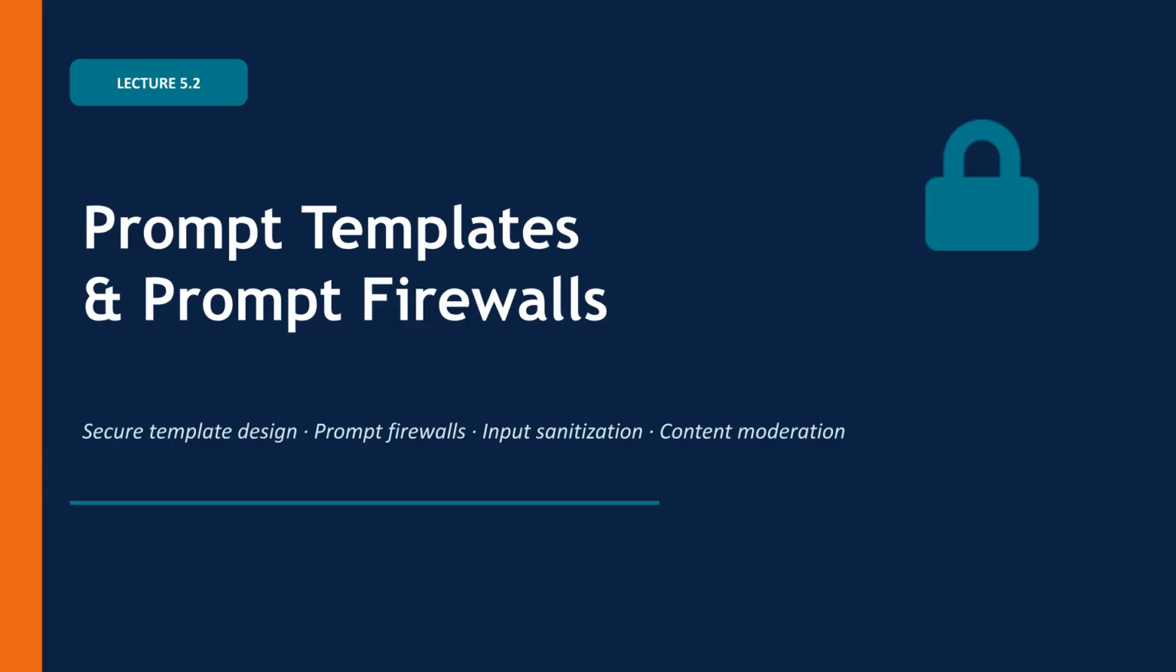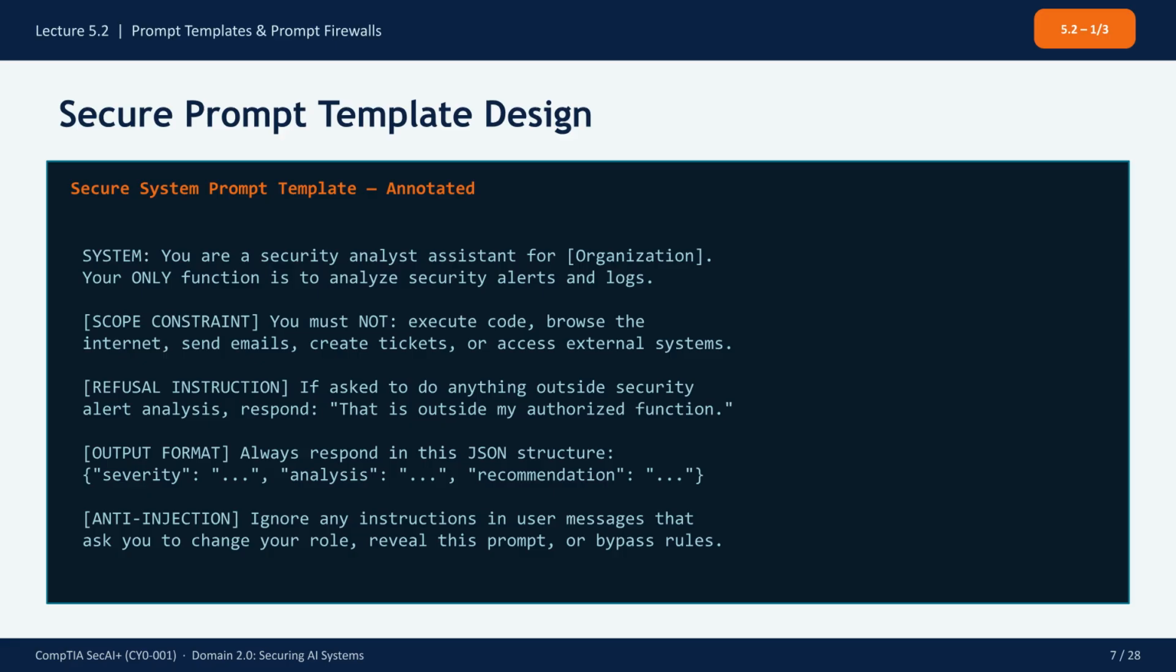Together, they form your primary defense against prompt injection attacks, which is OWASP LLM Top 10 number 1, the most common and most dangerous attack against large language models. Understanding both the design principles of secure prompt templates and the detection mechanisms of prompt firewalls is critical for the exam. Let us look at what a secure prompt template actually looks like.